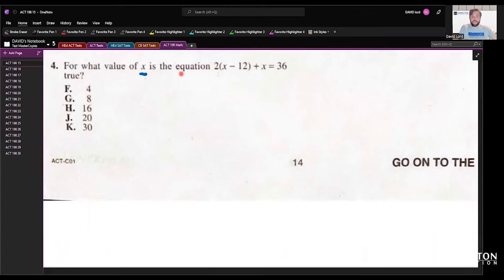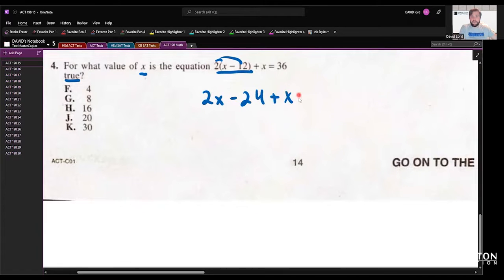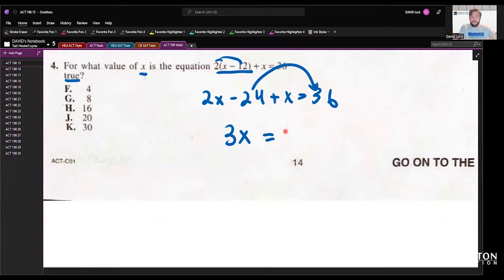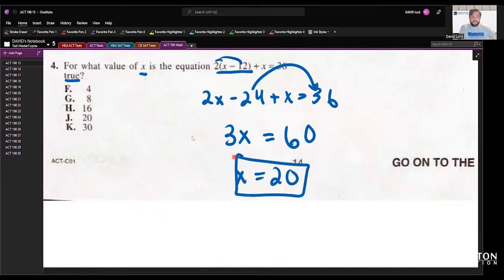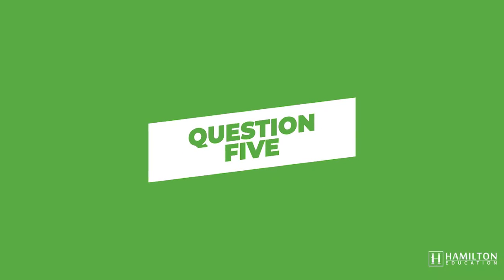Question 4. For what value of x is the equation 2 times x minus 12 plus x is equal to 36 true? So I'm going to distribute the 2 to both of these terms and get 2x minus 24 plus x is equal to 36. I'm going to combine like terms. So 2x plus x is going to make 3x. And then I'm going to add the 24 over here. So it's going to be a total of 60 on the right-hand side. Divide both sides by 3, and we get x is equal to 20. The answer is J.